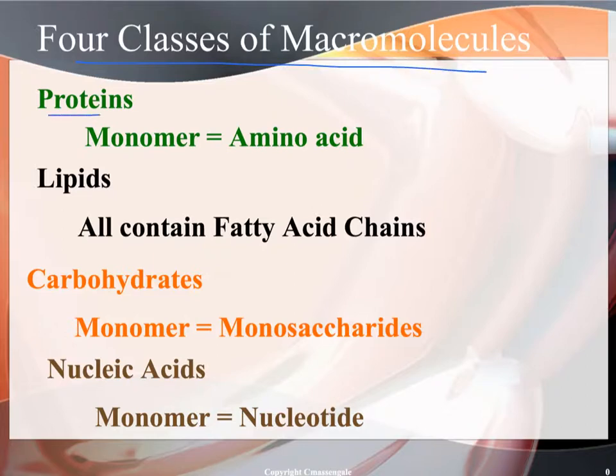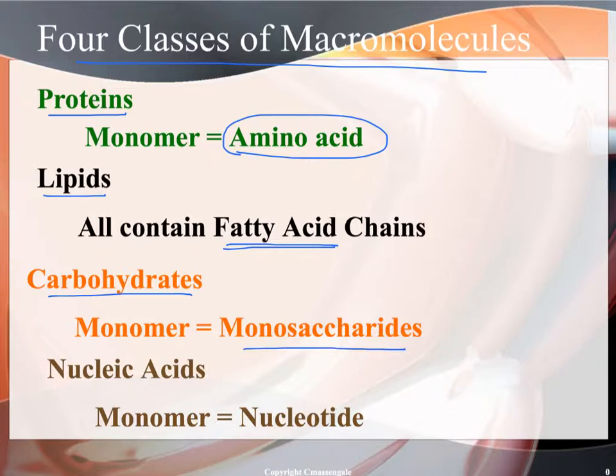The first one, proteins. The monomer is amino acids. Lipids is a second class, and they aren't exactly made up of monomers like proteins, but they all do contain at least one fatty acid chain. So that is a unit that repeats among the different lipids. Carbohydrates are another macromolecule, and monosaccharides or simple sugars are the monomers of the carbohydrates. And then nucleic acids are the fourth class of macromolecules, and the nucleotide is the monomer in this situation.